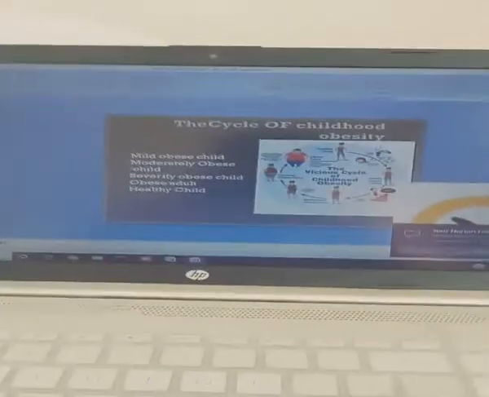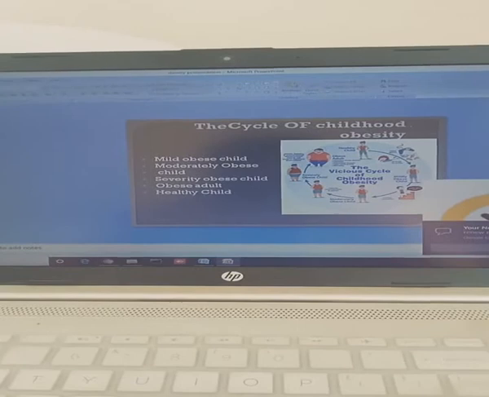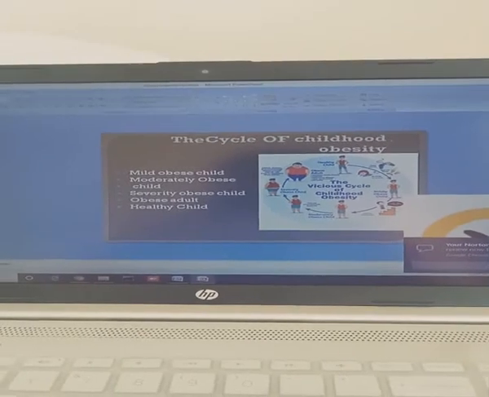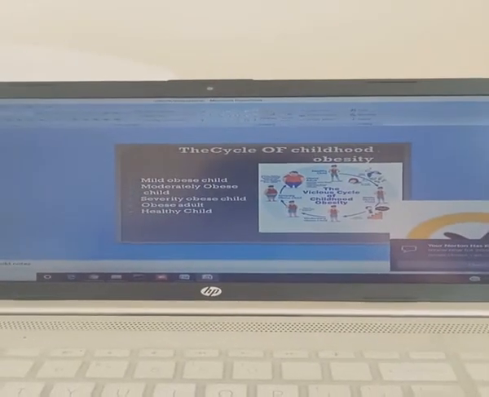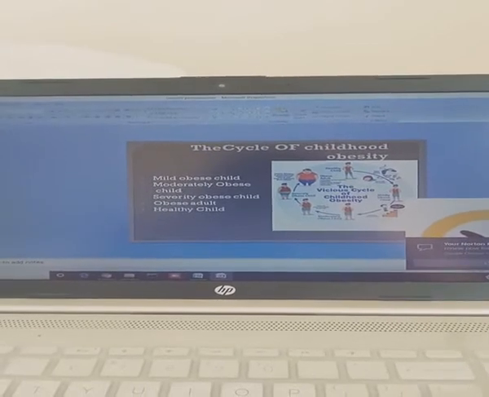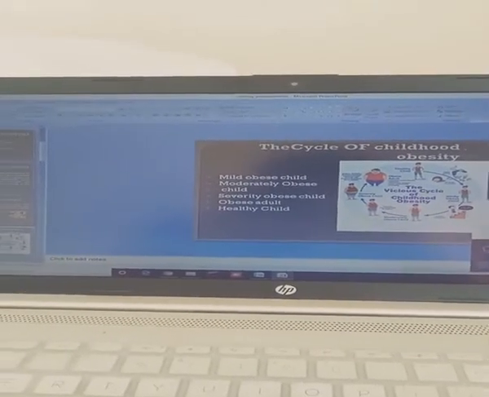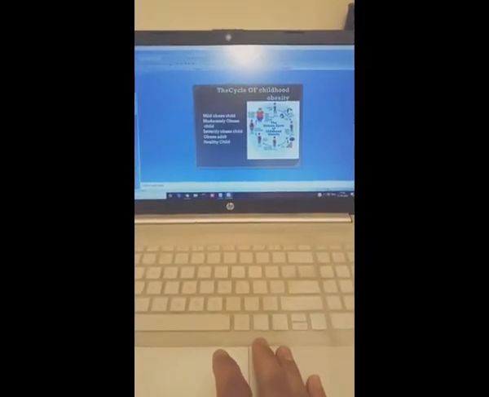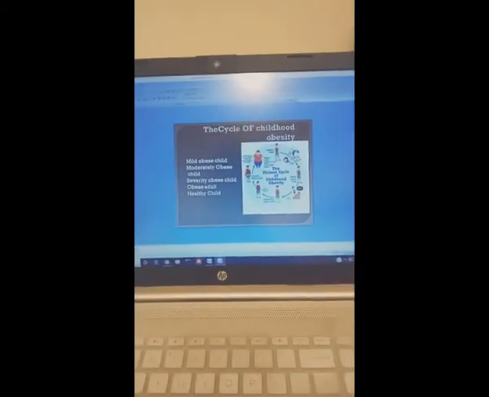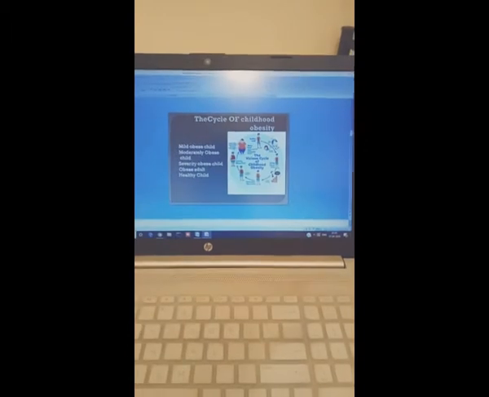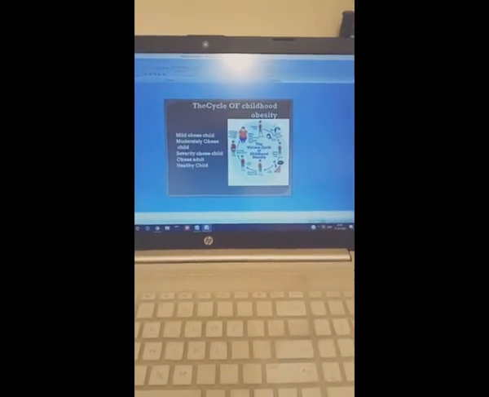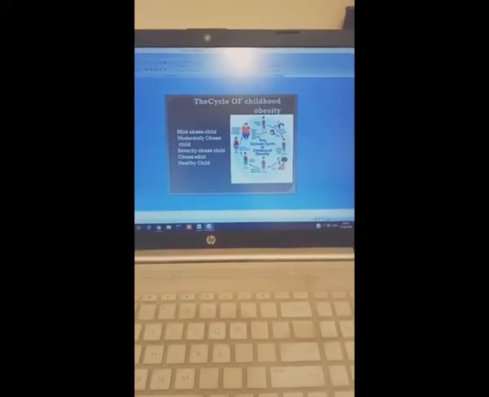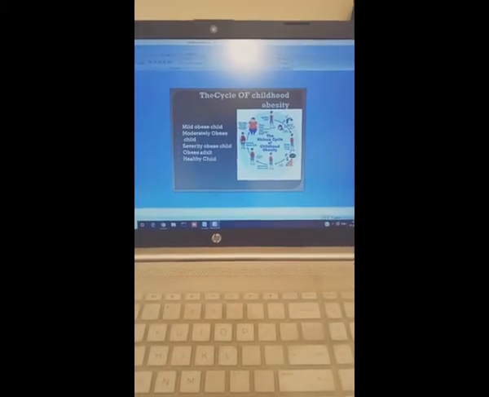Here you can see the various cycles of childhood obesity, starting with a mild obese child. It's really looking younger, and after that, when the child grows, this is the cycle of childhood. Over there is a healthy child who looks more muscular with no body fat. After that there is a mild obese child with 20% obesity, with fat accumulated in his tummy.